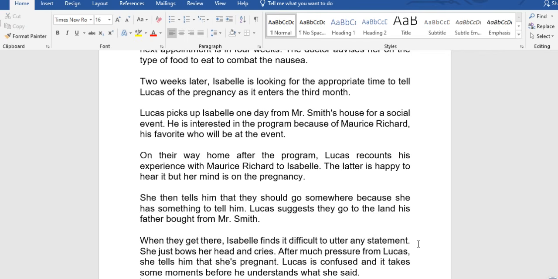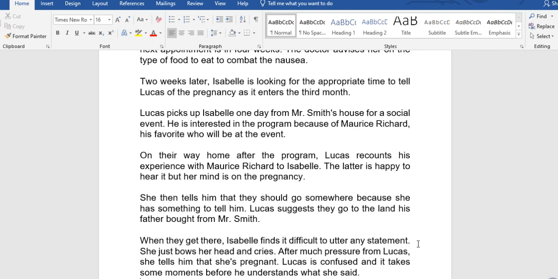Two weeks later, Isabel is looking for the appropriate time to tell Lucas of the pregnancy as it enters the 3rd month. Lucas picks up Isabel one day from Mr. Smith's house for a social event. He is interested in the program because of Maurice Richard, his favorite, who will be at the event.